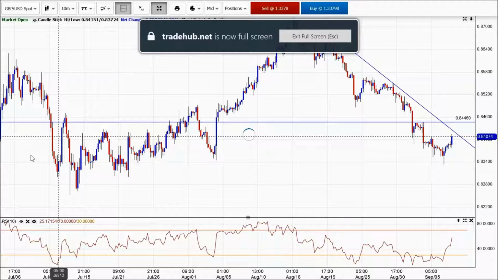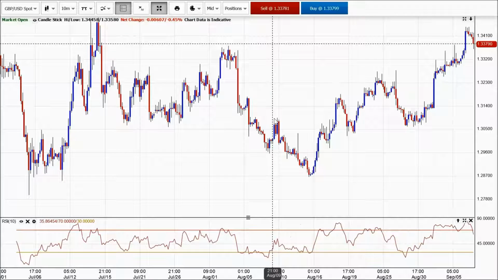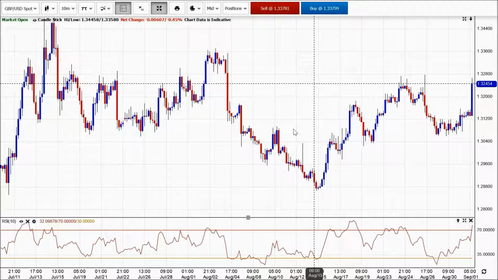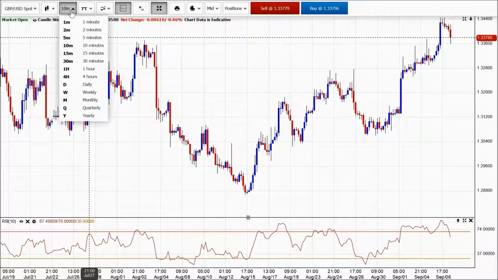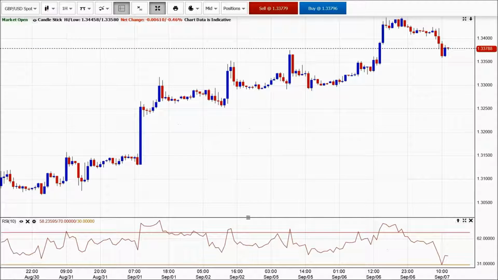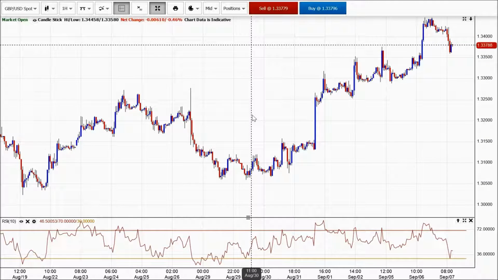We talked about this last week. I think a similar sort of setup on the pound, and it has gone absolutely crazy, as the pound often does at the moment. But I think we were down here last week on the pound, weren't we, where the market had declined. There we go.